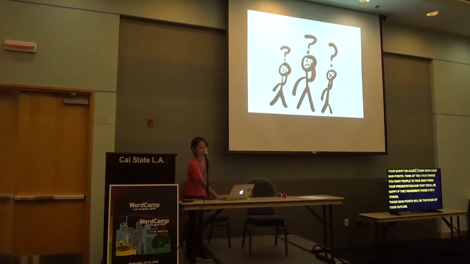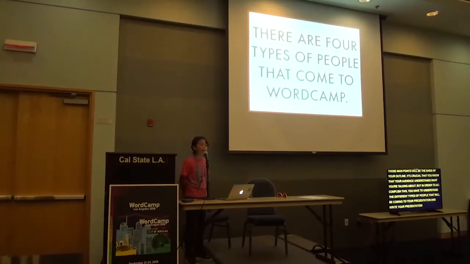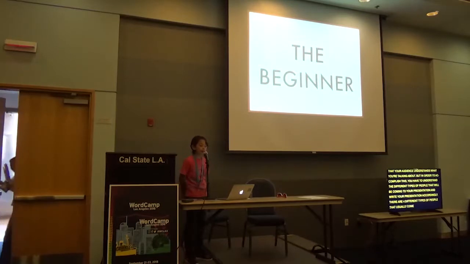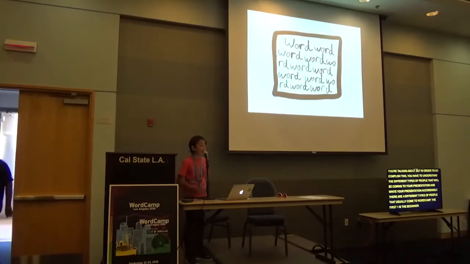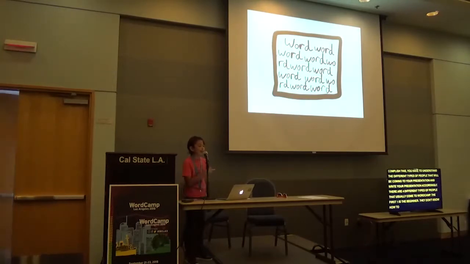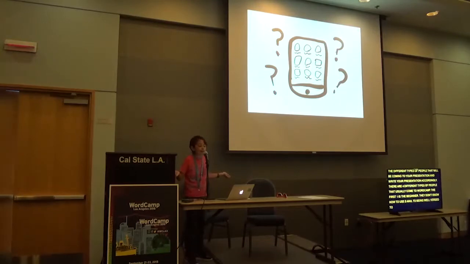It's crucial that you know that your audience understands what you're talking about. But in order to accomplish this, you have to understand the different types of people that will be coming to your presentation and write your presentation accordingly. There are 4 different types of people that usually come to WordCamp. The first one is the beginner. They range from knowing how to use email to being well-versed in using Excel or Google Docs. Some haven't really even mastered their own phones yet.